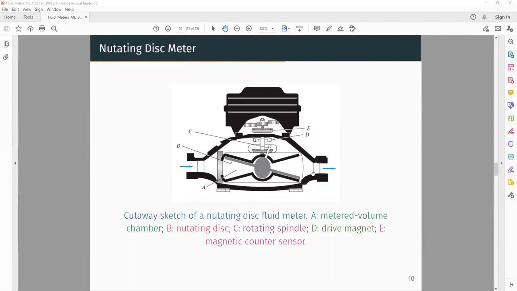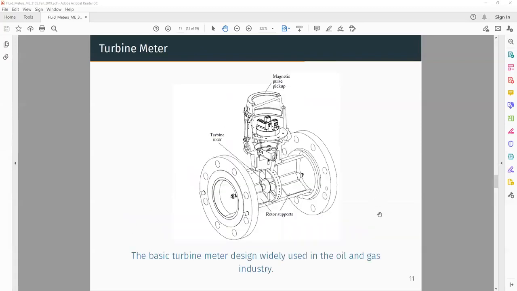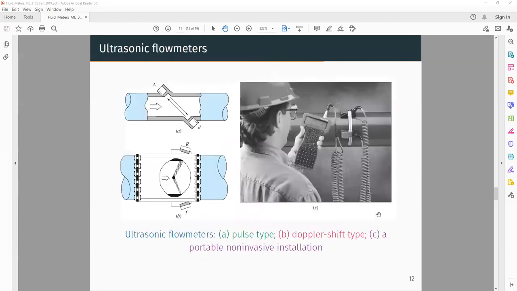So the working principle is in our reference book if you want, and I can provide a video example of this in our Google Classroom. Now the turbine meter is another example of it, and it also operates in a similar fashion, but it is actually widely used in oil and gas industries.